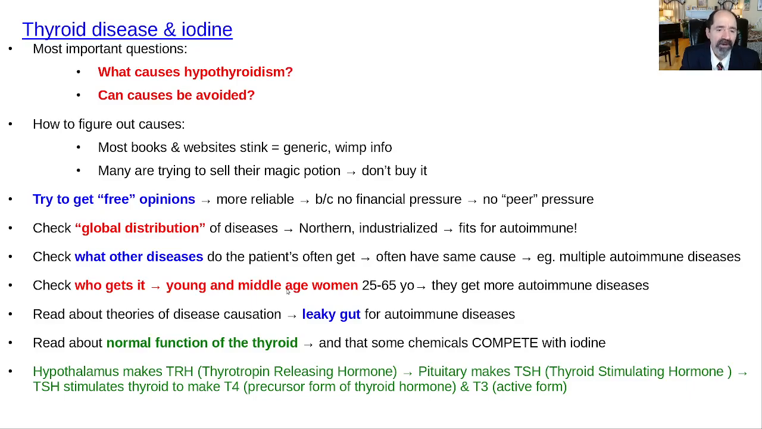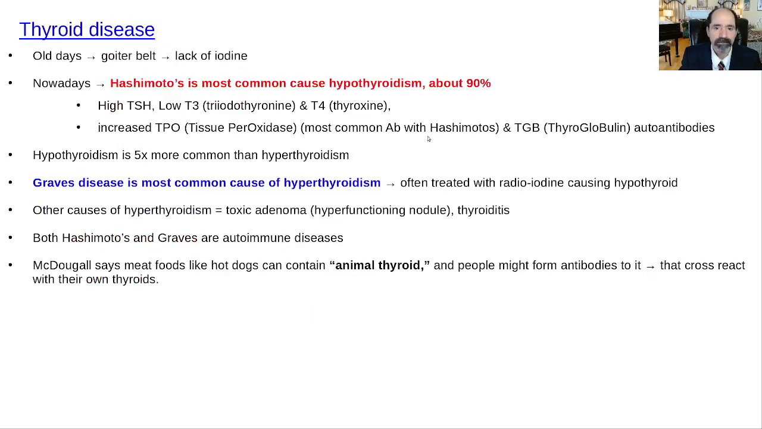Read about normal function of the thyroid. Always try to understand the organ system that you have a problem in so you can try to improve it. The hypothalamus makes TRH, thyrotropin releasing hormone. That's way up in the middle of the brain, and that goes down to the pituitary. Pituitary makes TSH, thyroid stimulating hormone, TSH. Then goes down to the thyroid. It's like the little butterfly thing in your neck there to make thyroid hormone, which increases metabolic rate, give you more energy.